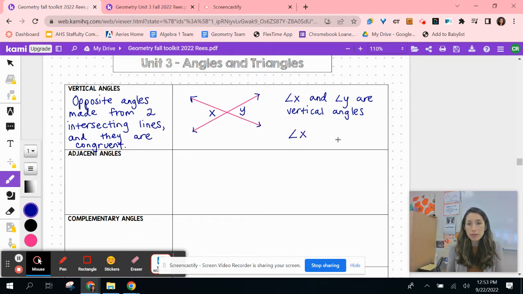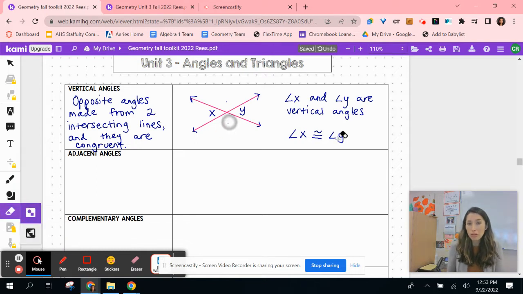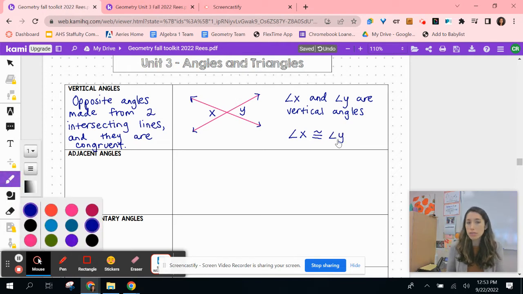Angle X, we can also say, because they're vertical, that it's congruent. So remember, congruent is an equal sign with a little squiggly. So angle X is congruent to angle Y in this diagram. Okay, and then these two angles here on the top or bottom, those would also be vertical and congruent, but we're just labeling one pair of angles in our first diagram there. Okay.